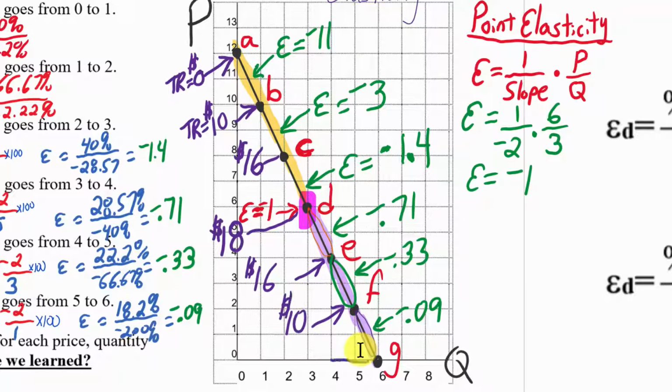Total revenue at G: if we gave these products away for free, we could give away 6 of them, but charging $0 per unit is going to leave us with no revenue. So here's where that point in the middle is important. The total revenue is as high as it can be where the price elasticity is equal to -1, and if the demand is a straight line, we know where that is. It's exactly in the middle.